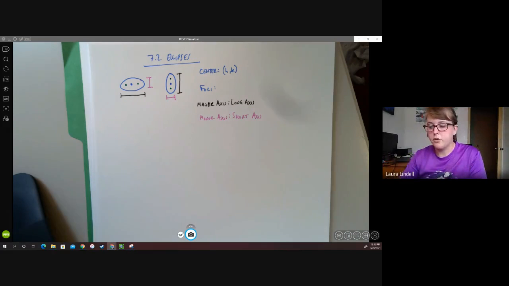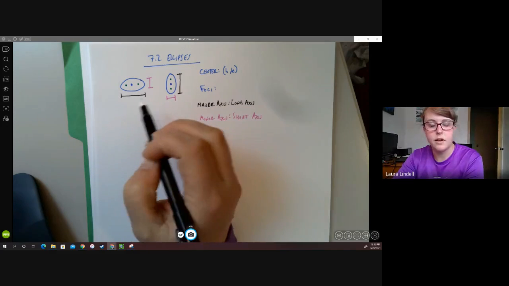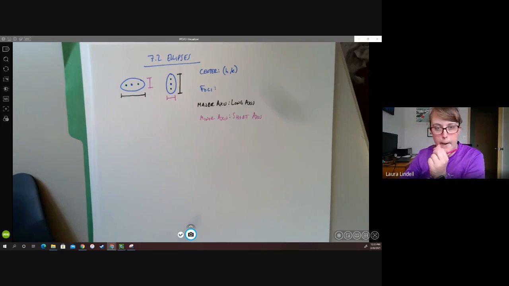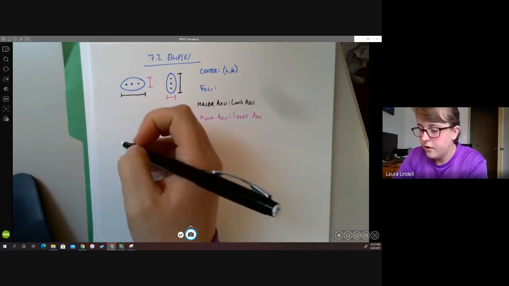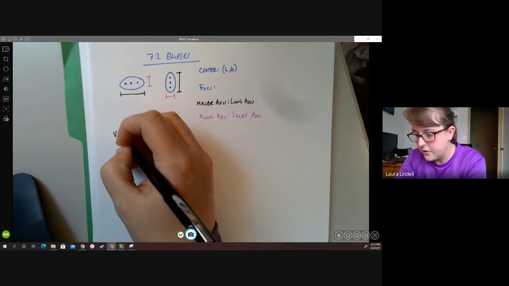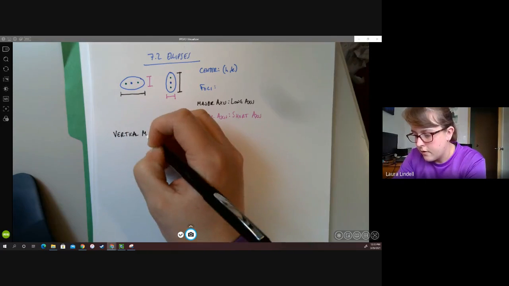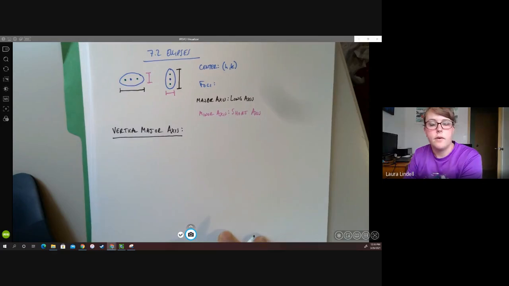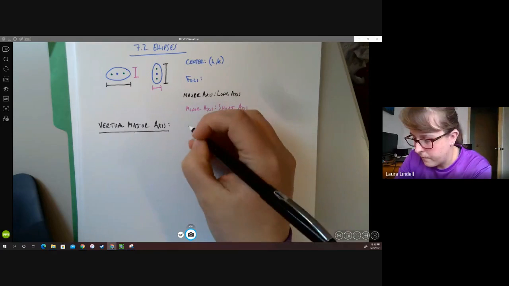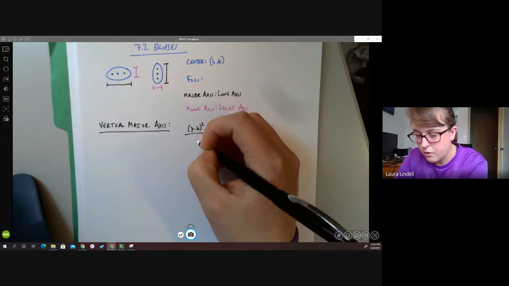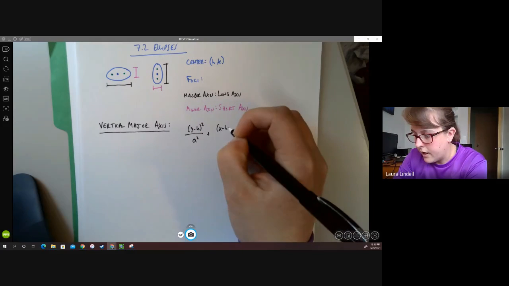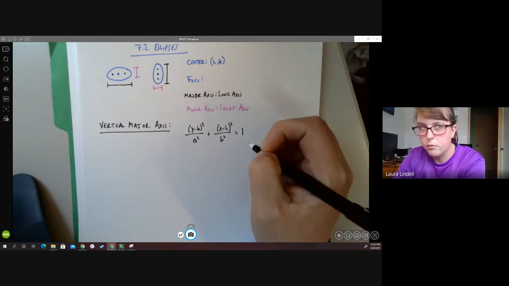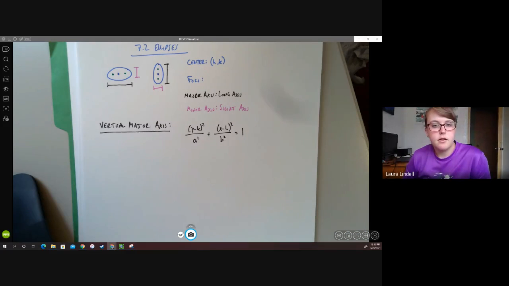Now, let's kind of take apart our two different cases here. We have the vertical major axis and the horizontal major axis, and they both have different equations going on. So first, we're going to start off with the vertical major axis case. Okay, so if your major axis is vertical, here's your equation. We have y minus k squared over a squared plus x minus h squared over b squared equals 1.